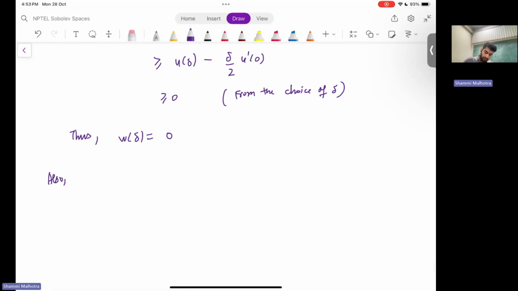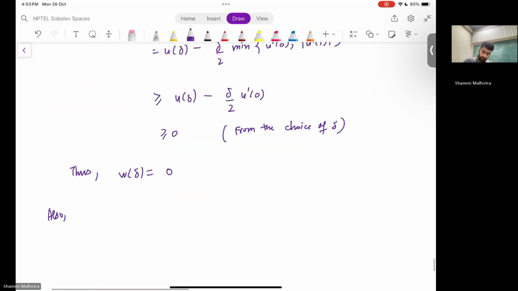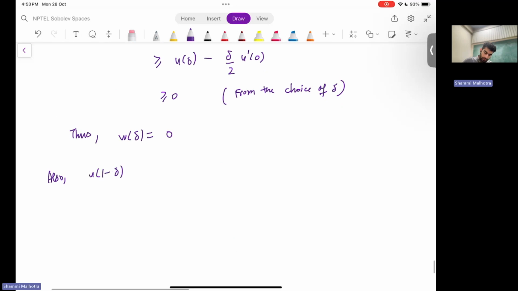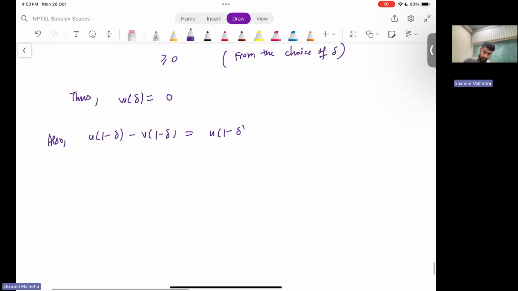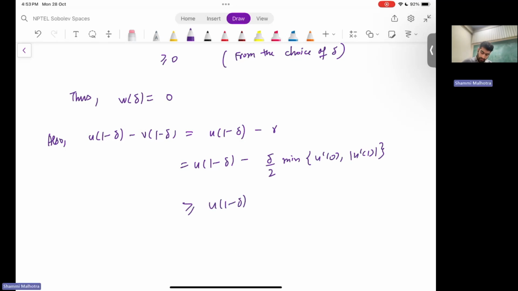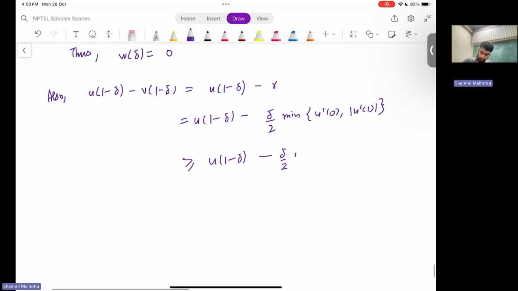Also, if I take u of 1 minus delta minus v of 1 minus delta, this is nothing but u of 1 minus delta minus gamma, and this is nothing but again delta by 2 minimum of u dash 0 mod of u dash 1, and again this can be written as greater than or equal to u of 1 minus delta by 2 mod of u dash 1.